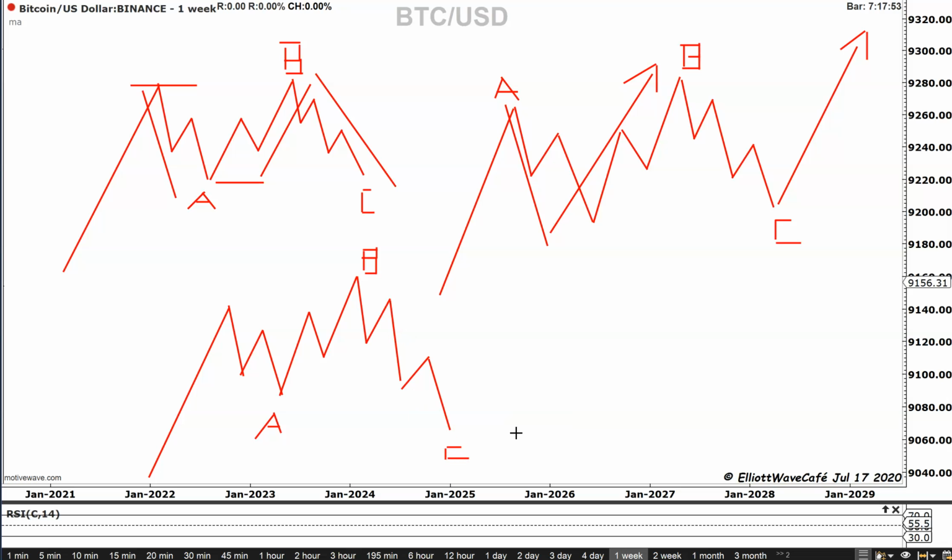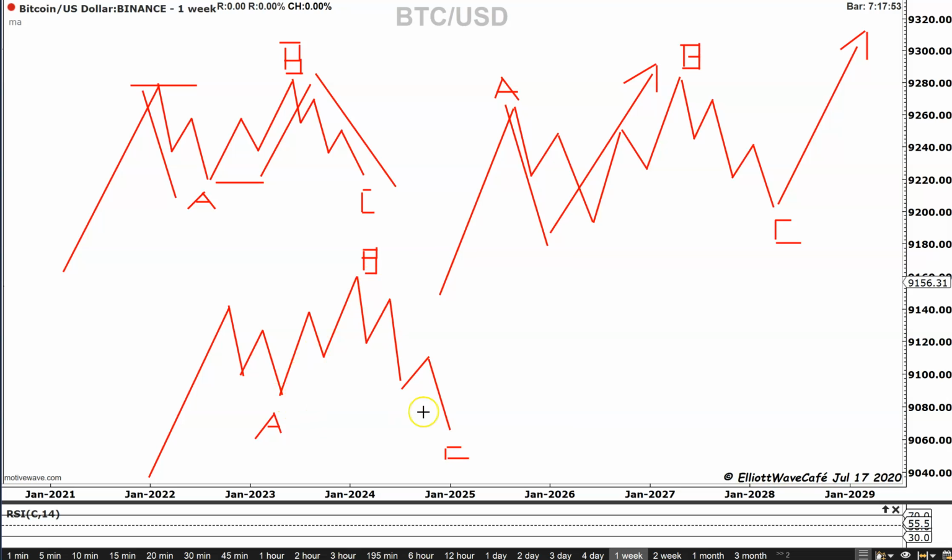All right, do you notice the difference? This is called an expanded flat. The reason it's called expanded is because it expands beyond its origins of the wave A. It goes back up higher here as a wave B. It comes down below the origin of the wave A in a C wave. So it screws everybody up. Makes you think it's going to go to the moon, it sells off, and we're going to go down heavily with the elevator, okay? So it comes below this A wave, and then we go back up higher.